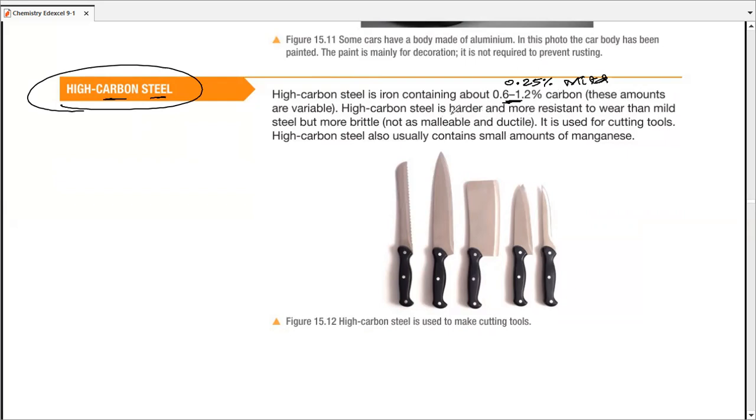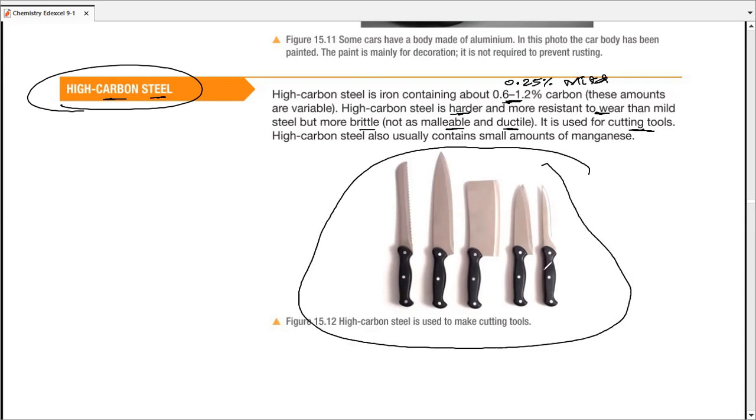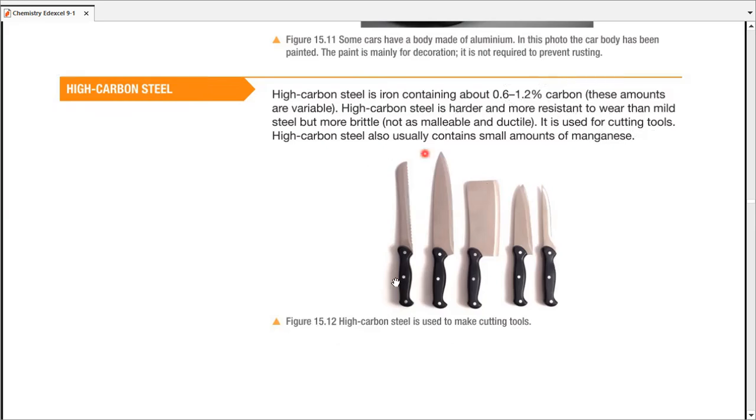High carbon steel is harder, more resistant to wear. It's more brittle, means it's not as malleable or ductile. We can't give it too many shapes. It is mainly used for cutting tools. High carbon steel is usually converted into different kinds of cutting tools. Now, I hope you're familiar with most of the knives. They also contain some small amounts of manganese.